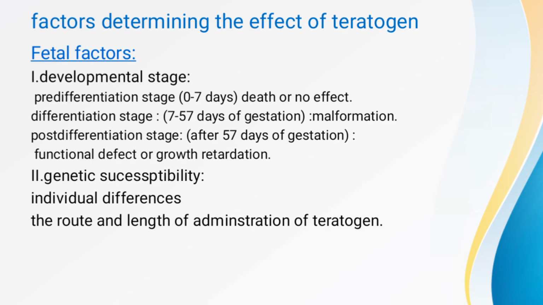There is the pre-differentiation stage, which is from 0 to 7 days, and if the teratogene affects the fetus in this period, this will lead to either death or no effect. The differentiation stage, from 7 to 57 days of gestation, can lead to malformation. The post-differentiation stage, after 57 days of gestation, can lead to functional defect or growth retardation. There is also genetic susceptibility, which constitutes individual differences between fetus and fetus, according to the route and length of administration of the teratogene.